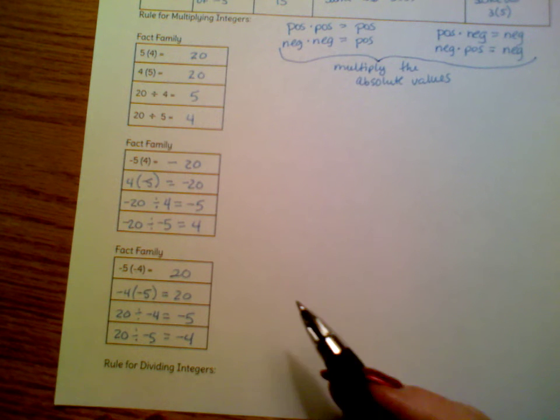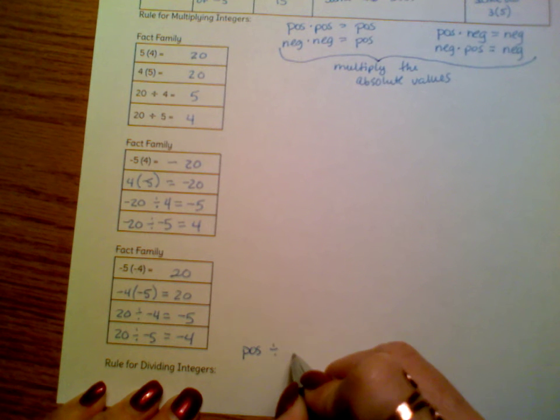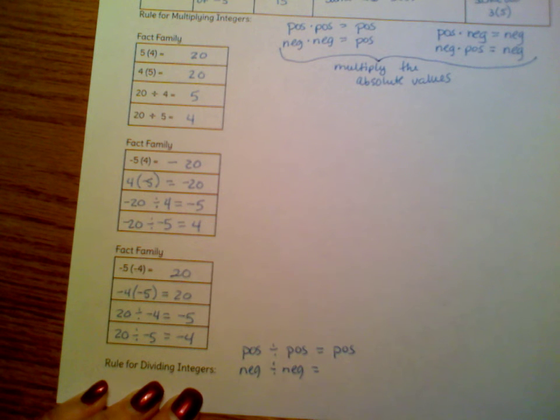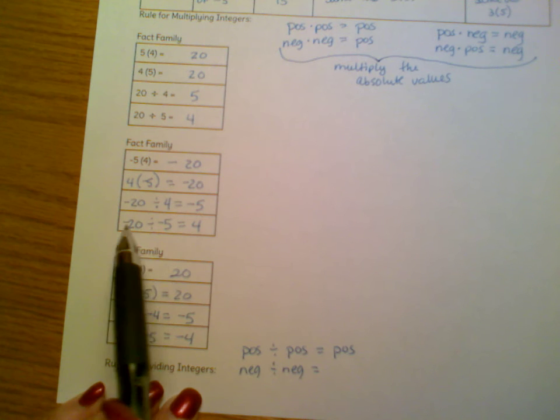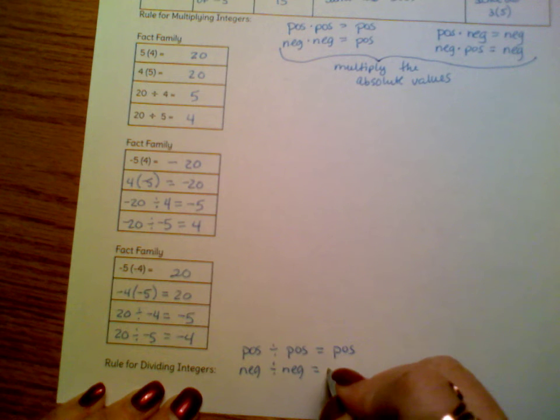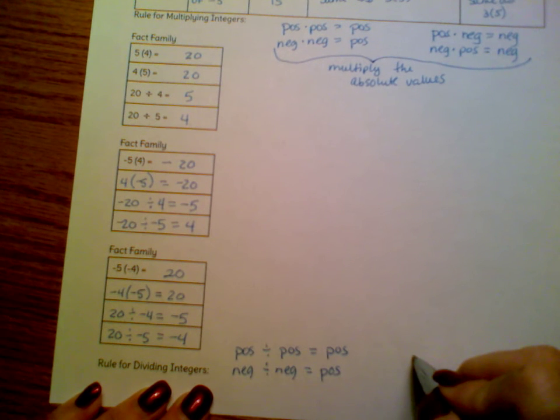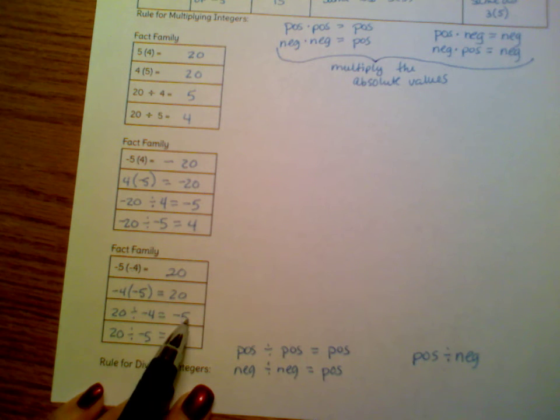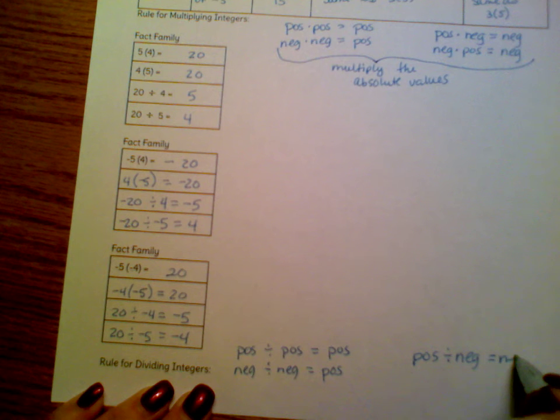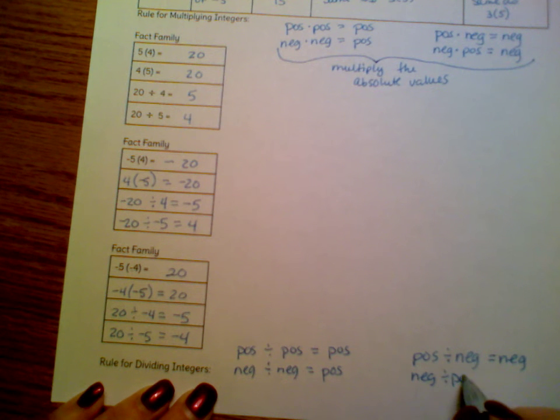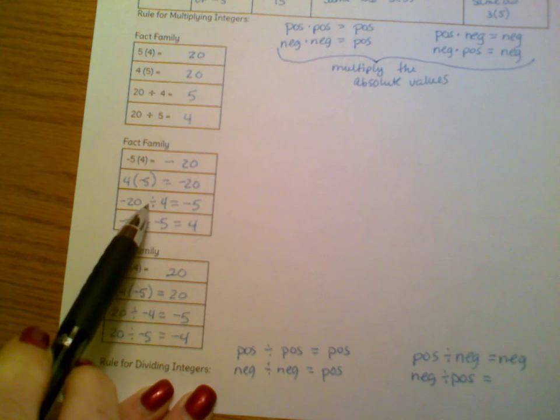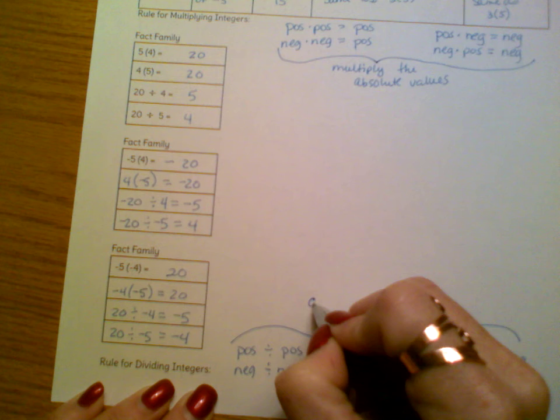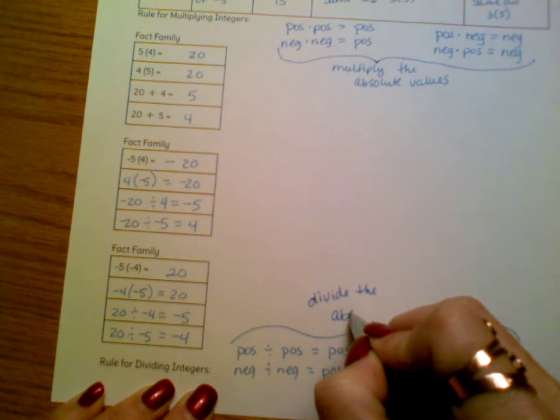So now I want to look for rules for division. So I already know that when I have a positive divided by a positive, I get a positive. Let's look to see what happens when we take a negative divided by a negative. So I see that happening right here. Negative divided by a negative, I got a positive. When I have a positive divided by a negative, let's look at what I get. Here's a positive divided by a negative, and I got a negative. And when I do a negative divided by a positive, starting with a negative divided by a positive, I get a negative. And in all cases, I divide the absolute values.